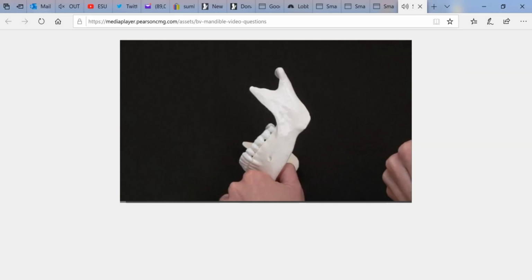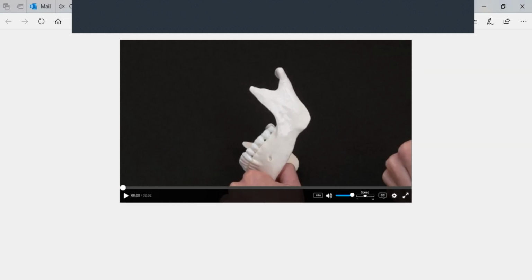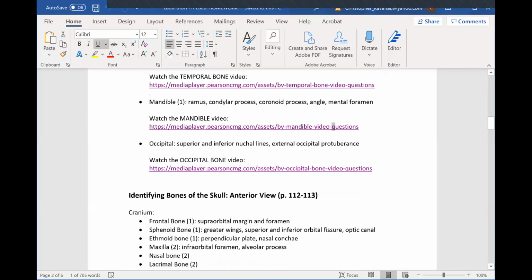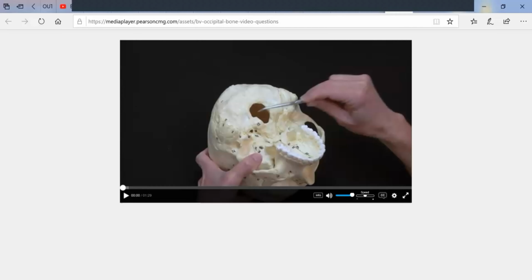All right. Let me go back to the homework. Okay, all right. All right, next we have a video featuring the occipital bone. Okay, let me reshare. Okay, here we go.